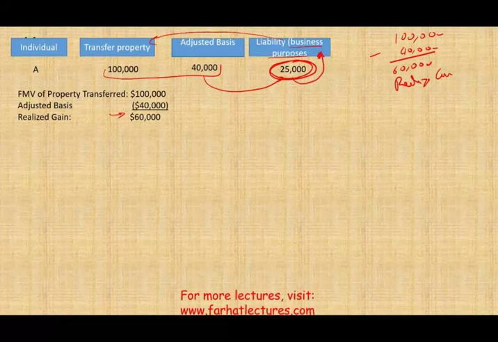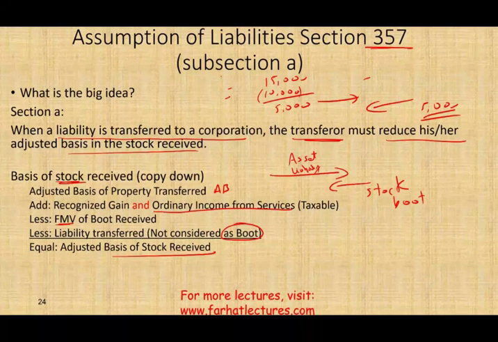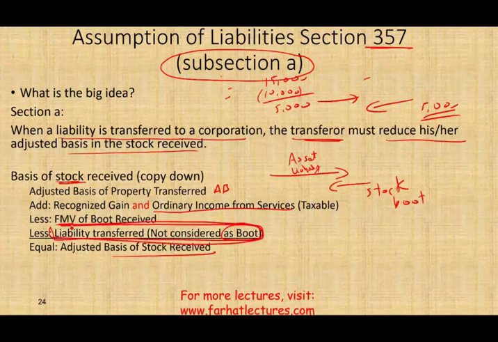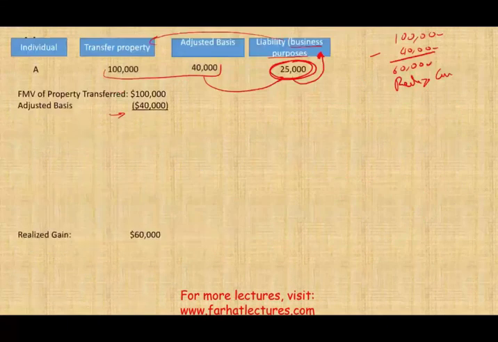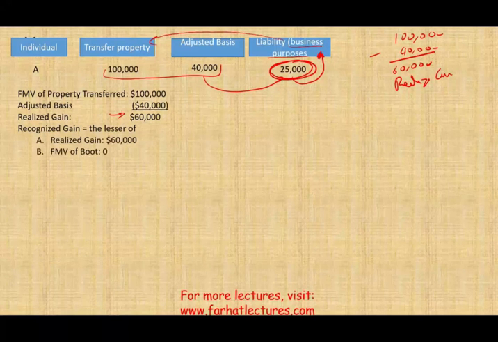If it has a business purpose, it falls under section 357(a). So simply put, if it is section 357(a), it means the liability has a business purpose, and then it's not considered a boot. This is what I meant to tell you earlier: liability transferred, not considered a boot here. So this liability is not considered a boot. So what is the recognized gain? Recognized gain is equal to the realized gain or the fair market value of the boot received, the lesser of these two. What is the boot received? The boot received is 0.